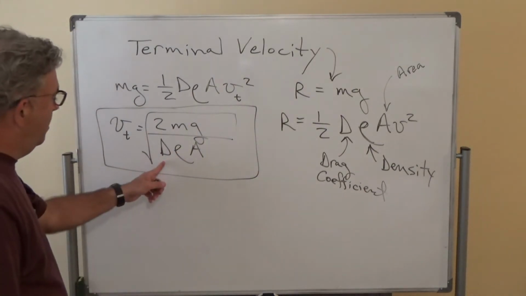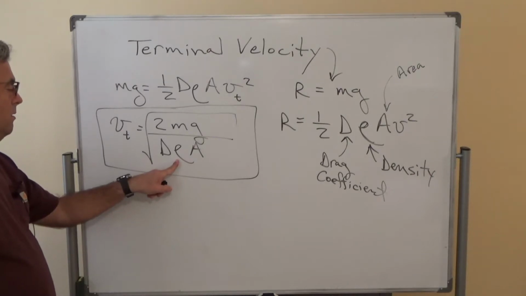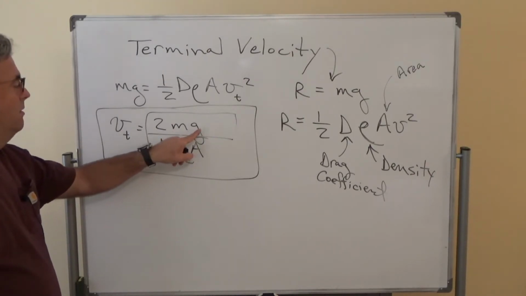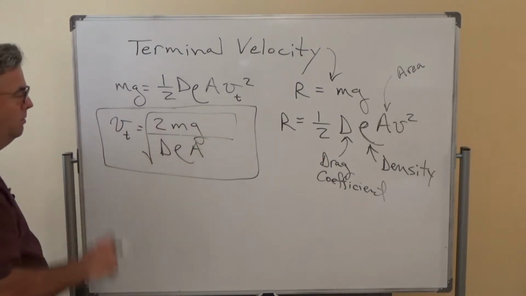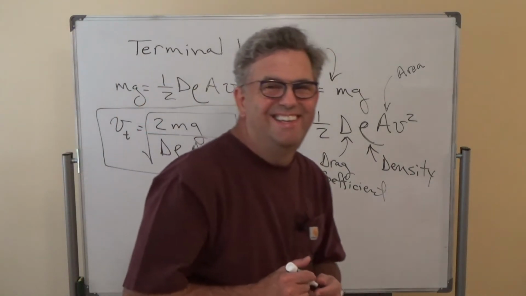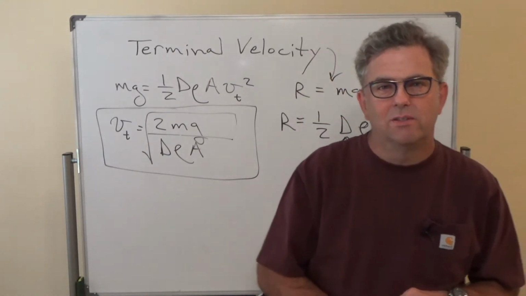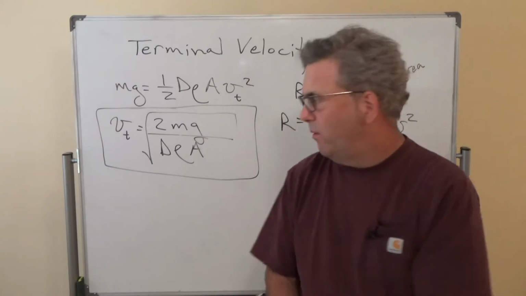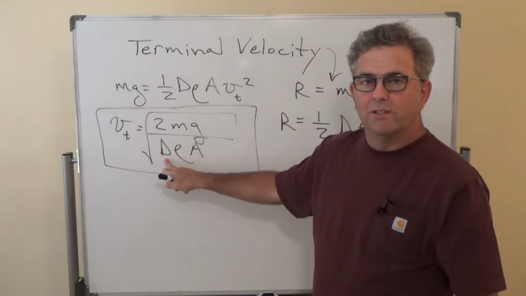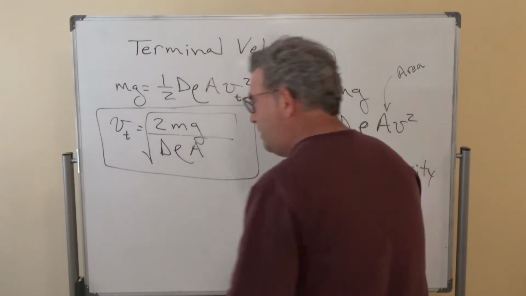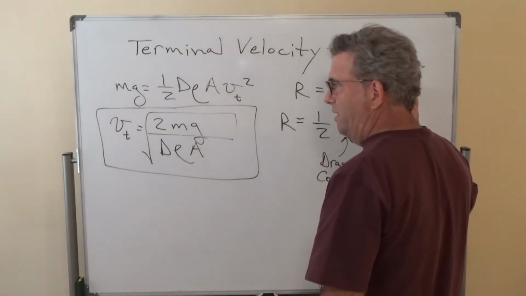Okay. Drag coefficient, density, cross-sectional area, mass, g, 2. 2 is just 2, poor old 2. Doesn't even get any units. Okay. By the way, this drag coefficient is unitless as well. So let's calculate the terminal velocity.